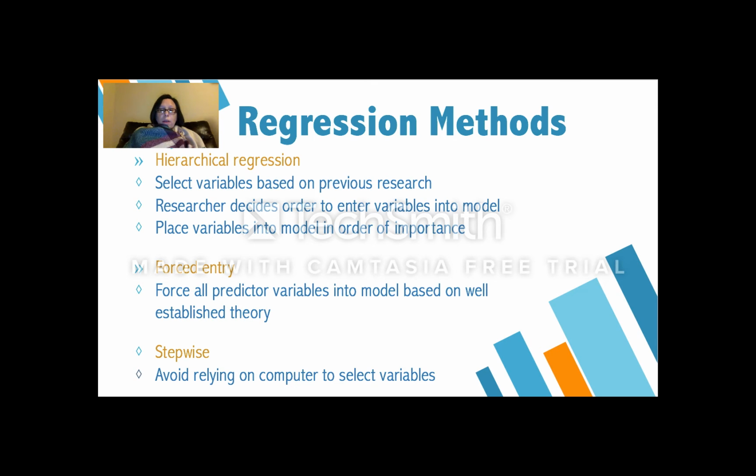Like hierarchical regression, you could do the forced entry method, which relies on good theoretical reasons for including the chosen predictors. But unlike hierarchical regression, the researcher makes no decision about the order in which the variables are entered. All of the variables are entered at one time. Some researchers believe that this method is only appropriate when you are testing a theory.